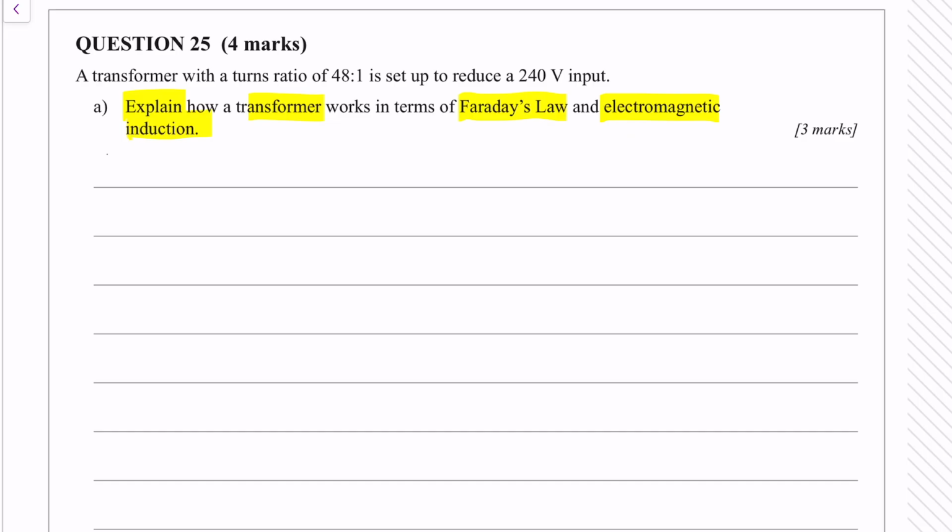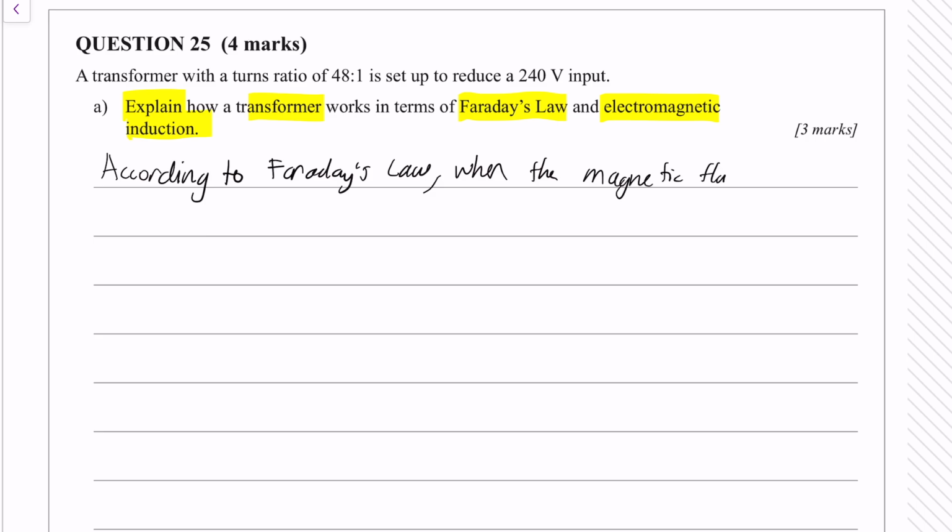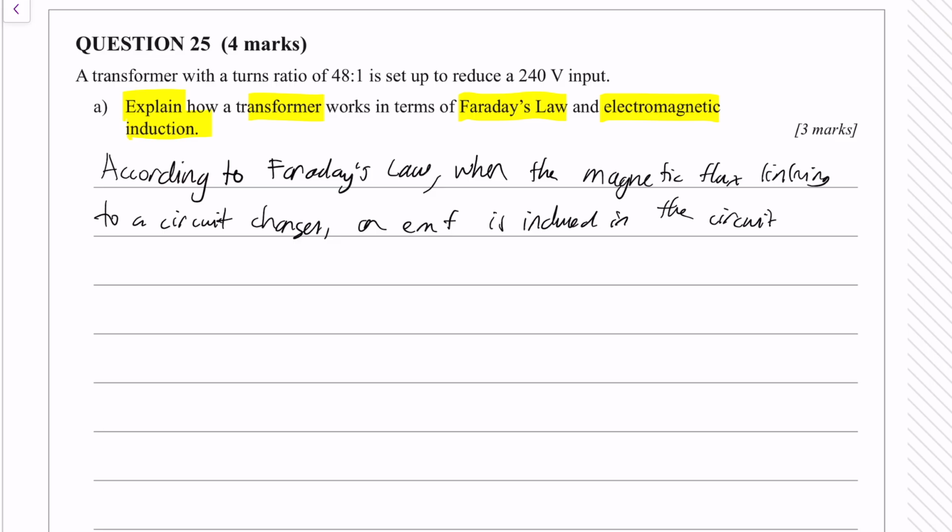Okay, so we can say according to Faraday's law, when the magnetic flux linking to a circuit changes, an EMF is induced in the circuit proportional to the rate of change of the flux linkage.